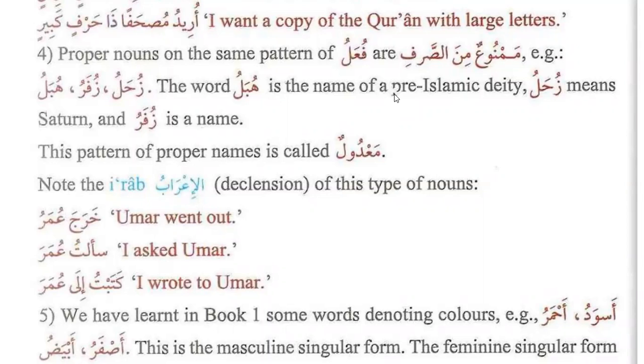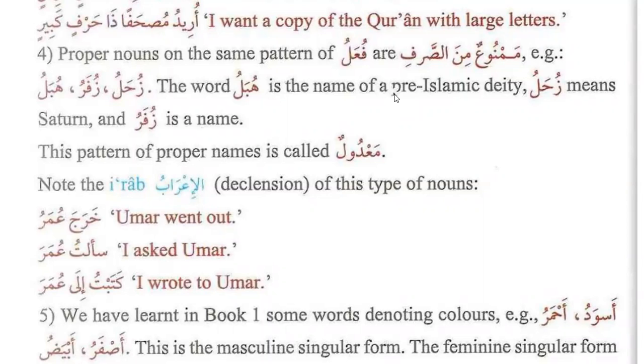This pattern of proper names is called mamnu' min as-sarf. Note the irab, or declension, of this type of nouns. Kharaja Umaru. Umar went out. Sa'altu Umara. I asked Umar. Katabtu ila Umara. I wrote to Umar. What did you learn in this point?